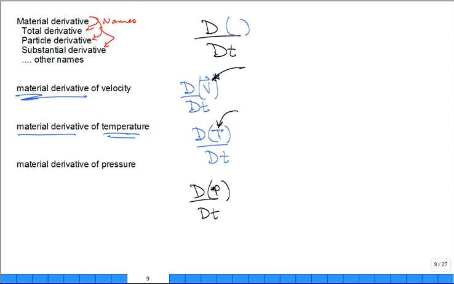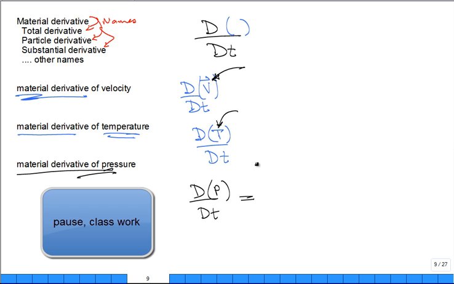Let's do this. I'm going to pause. I'm going to quiz you. I want you to write down in 2 dimensions, x and y, what is the material derivative of pressure. Expand that for 2D, x, y, and yes, include time.